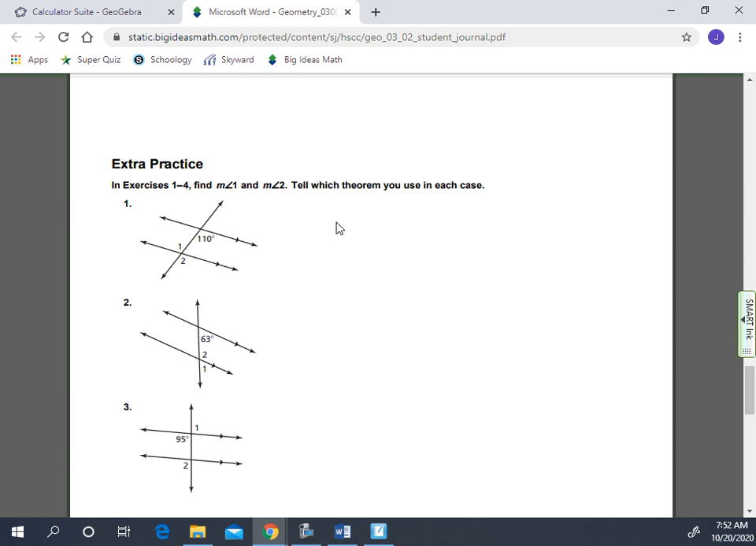Okay. And number 1, angle 1, we know that it's an alternate interior angle to 110. Right, it's on the opposite side of this transversal here. They're both on the inside of the parallel lines. So the alternate interior angles, we know that angle 1 equals 110 degrees. Okay, and which theorem did we use? We used theorem 3.2. Okay, that's the alternate interior angles theorem.